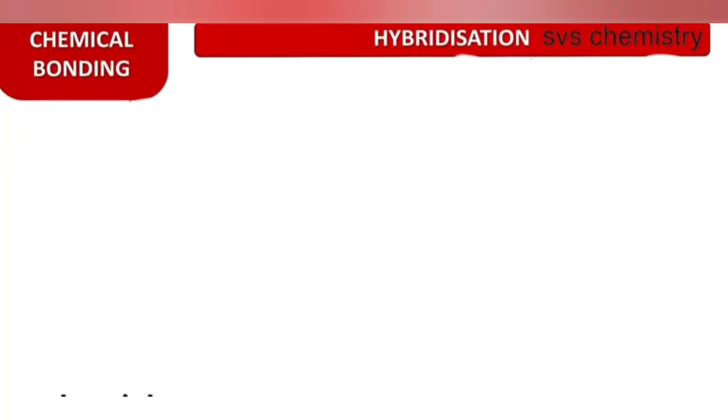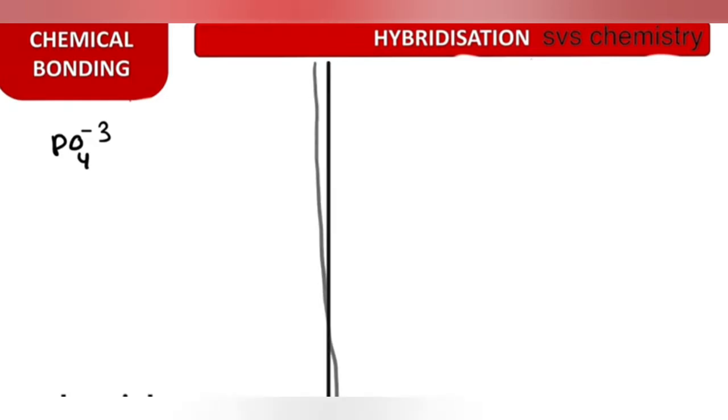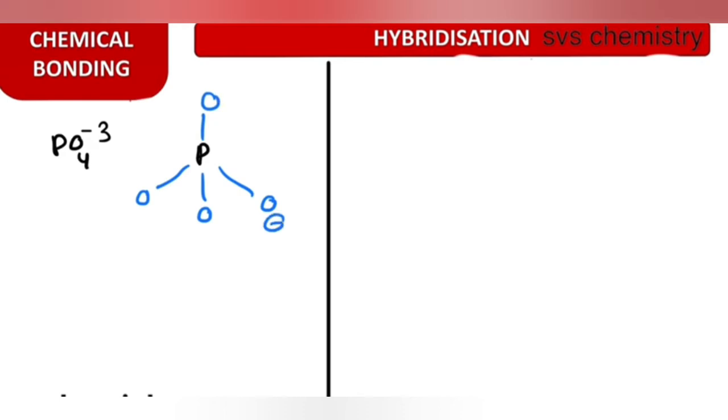Next example, let me take phosphate, PO4 3-. Here phosphorus will be the central atom, and we have oxygens and 3 negative charges. So the number of bonds will be 5, and the surrounding atoms will be 4. 5 by 4 is 1.25, the bond order.